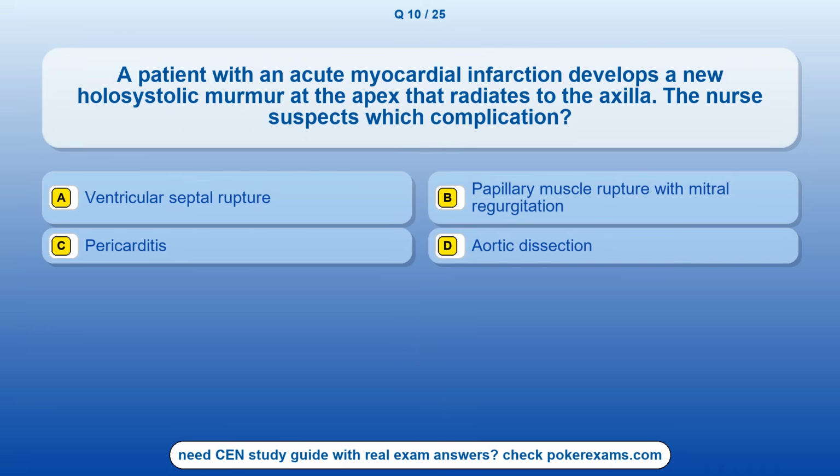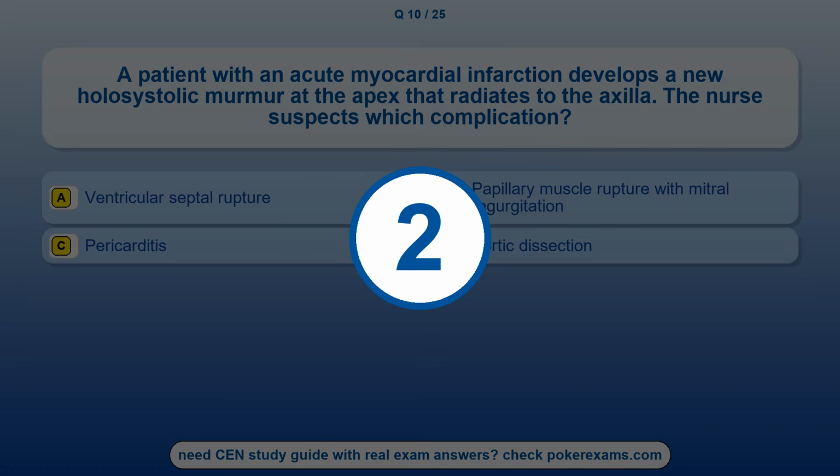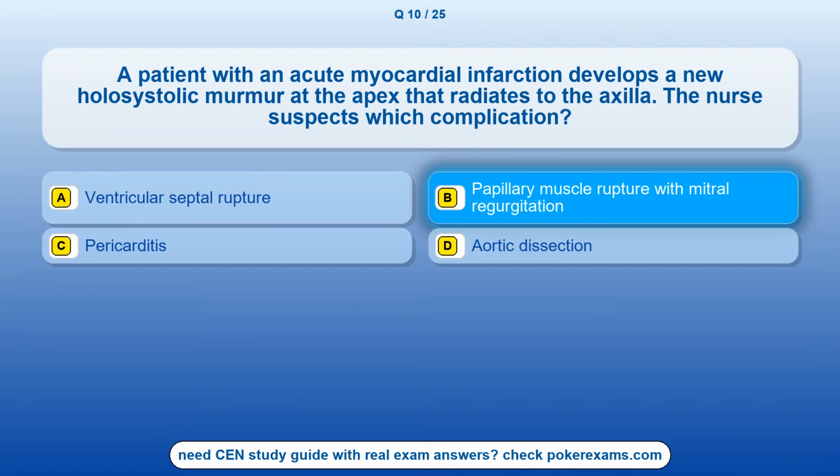Question 10. A patient with an acute myocardial infarction develops a new holosystolic murmur at the apex that radiates to the axilla. The nurse suspects which complication? Option A, ventricular septal rupture. Option B, papillary muscle rupture with mitral regurgitation. Option C, pericarditis. Option D, aortic dissection. The correct answer is option B, papillary muscle rupture with mitral regurgitation.